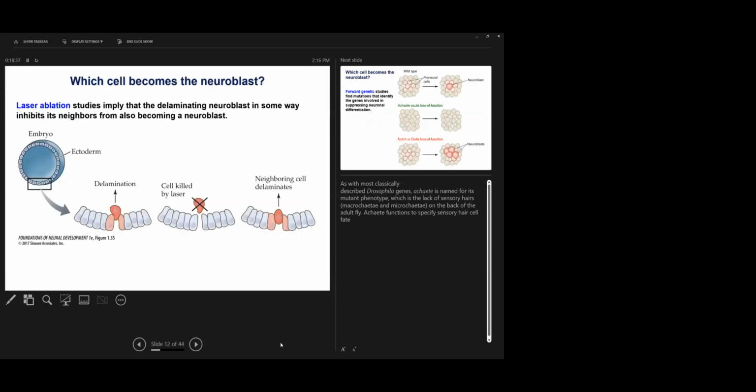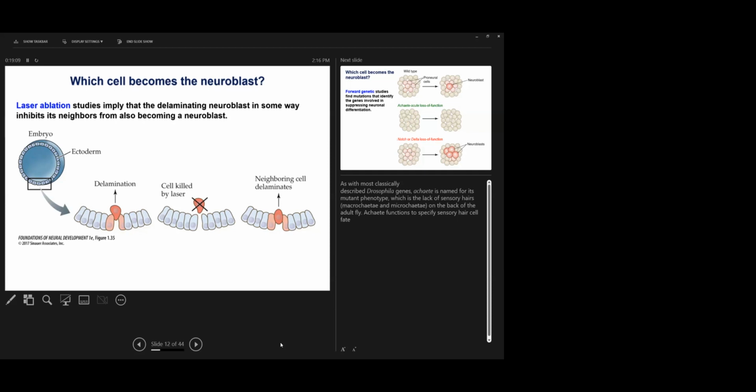Okay, so now the next question is, which cell becomes a neuroblast? There are a lot of cells. There are many neuroblasts, and among them, one cell should actually differentiate into neurons. Because you have many neuroblasts during development from asymmetric division, among all the neuroblasts, which cell actually takes center stage for the development of the neurons?